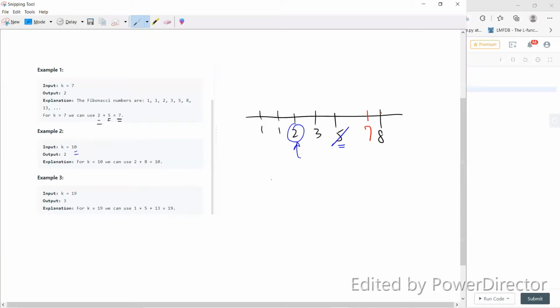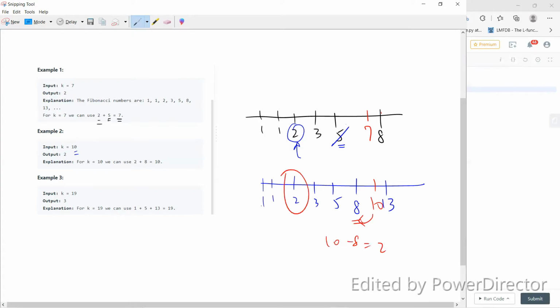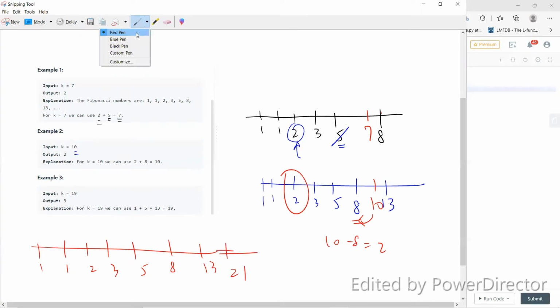And for 10, you get 1, 1, 2, 3, 5, 8, and 13, and your 10 is here. So you just choose 8, and then 10 minus 8 gives 2. Okay, and for 19, you get 1, 1, 2, 3, 5, 8, 13, 21, and your 19 is here, so you just choose 13, and you get 6. And for 6 here, you find a 5, and then you get 1.